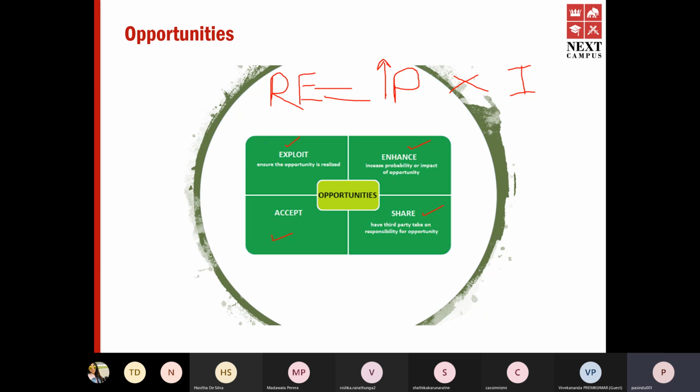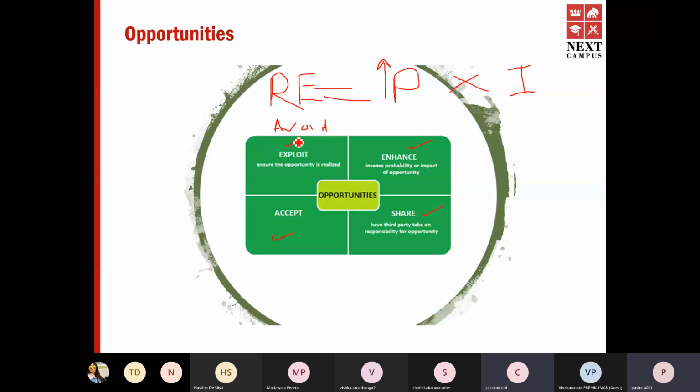Rishmi, now for an opportunity, we would make sure that it materializes. For a threat, what would we do? I will try to find ways to avoid it. Exactly. That will be the first thing I will do, or try to find ways to reduce the harmfulness of that risk.